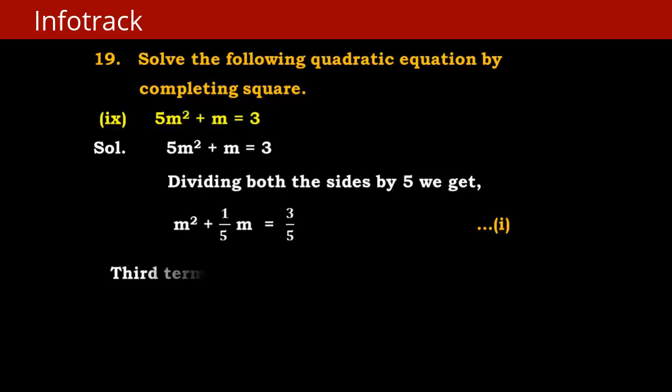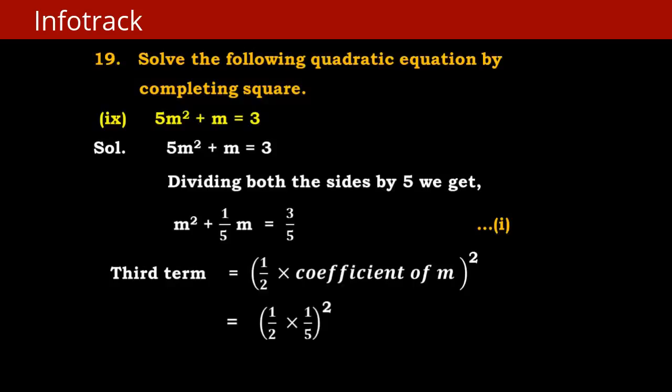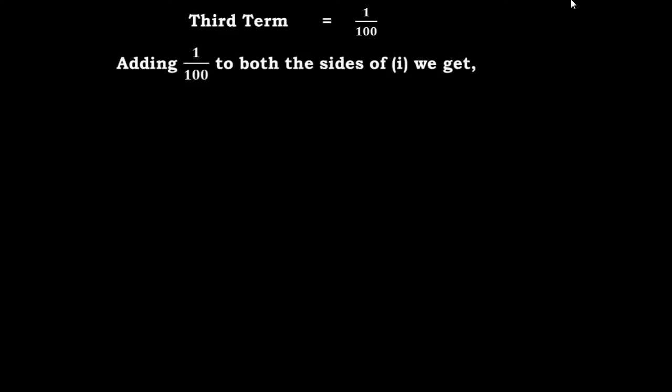Now we can find the third term, half into the coefficient of m the whole square. The coefficient of m is 1 upon 5. So half into 1 upon 5 the whole square, that is (1 upon 10) the whole square, 1 upon 100. So the third term is 1 upon 100. Adding 1 upon 100 to both the sides of equation 1, we get m square plus 1 upon 5m plus 1 upon 100 is equal to 3 upon 5 plus 1 upon 100.